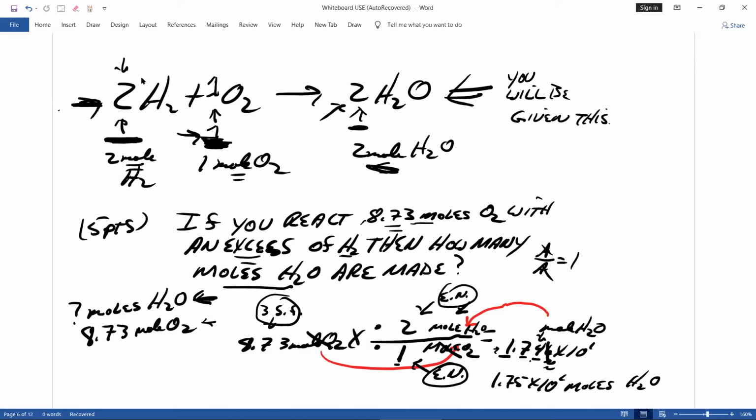Let's go through what I did. The question is, if you react 8.73 moles of oxygen with an excess of hydrogen, H2 is hydrogen, then how many moles of water, and I hope you all know water is H2O, are made? So right here, I figure out I'm trying to find moles of water. That's why I put the question mark there. And I'm given this number, but I'm also given the balanced chemical equation. See, it even says that you'll be given that, and you will.